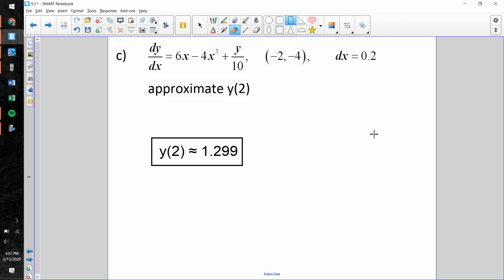Okay, everybody. So that was the fun part in 9.3, being able to use lists and spreadsheets and functions to be able to do all that work for us.